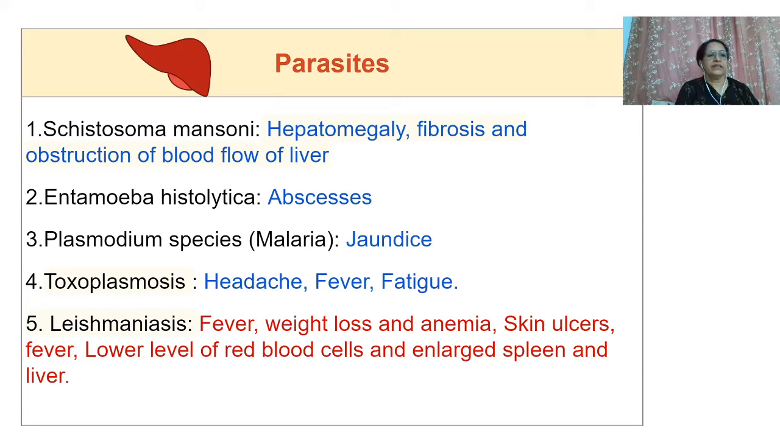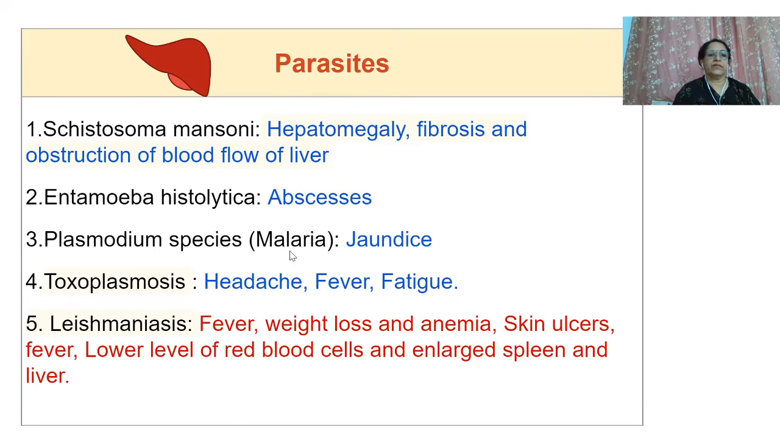Then the second, very well-known parasite, that is protozoal infection of the liver, is by Entamoeba histolytica. When this Entamoeba histolytica infects the gastrointestinal tract, and there is amoebic dysentery, in some cases extra-gastrointestinal amoebiasis may occur. This is during chronic infections, and here abscesses in the liver are common.